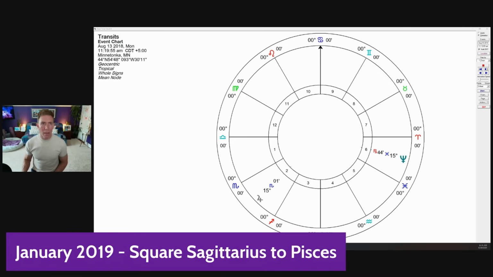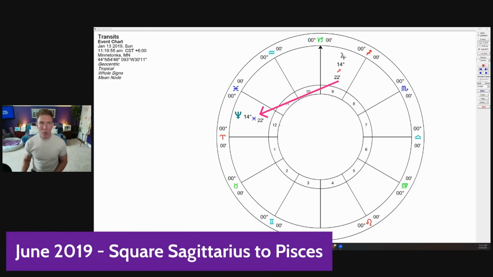Then we get to January of 2019. Here we go. I'll go back to January. We have the square between Jupiter in Sagittarius and Neptune in the sign of Pisces. This square recurs also in June of 2019. So January 2019, and then we take it forward to June, and we can see the square is there again.